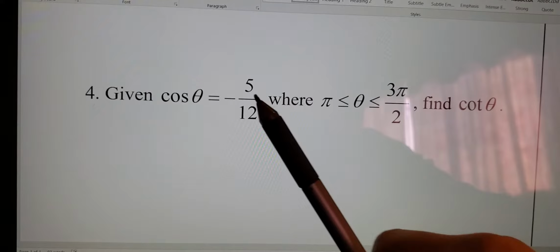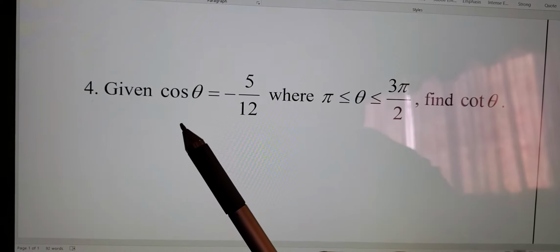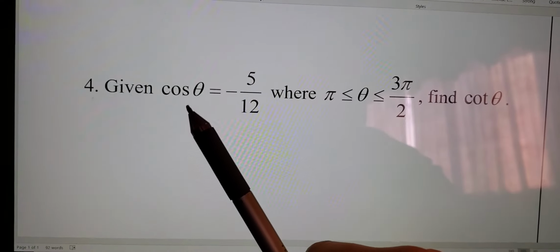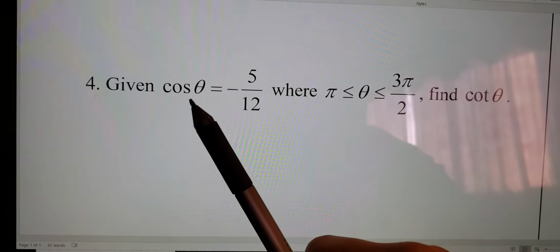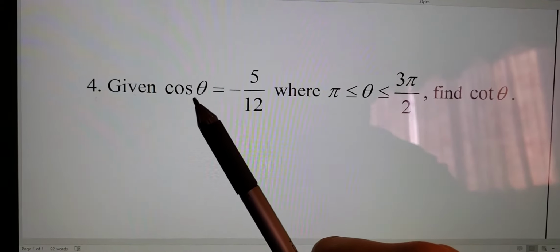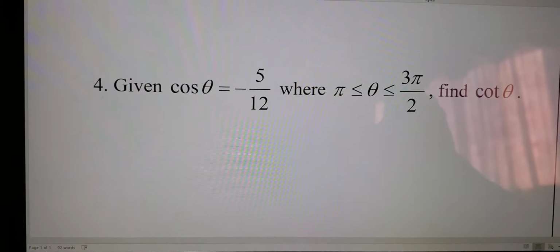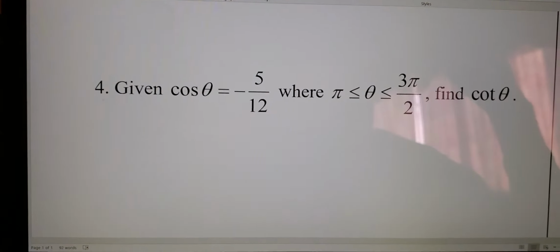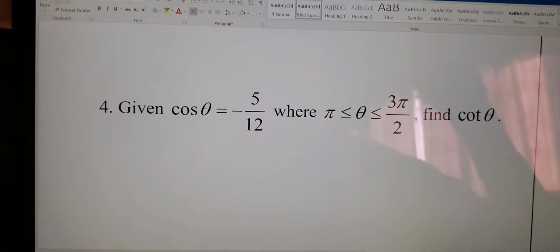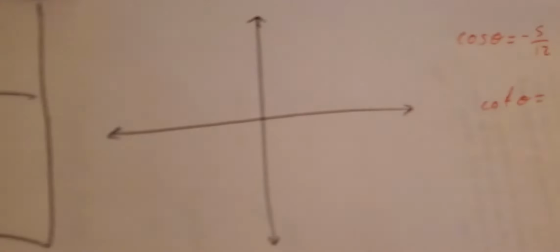Also, one more thing to remember, our famous SOHCAHTOA. For cosine, we know cosine is adjacent over hypotenuse. That means that my 5 is my adjacent and 12 is my hypotenuse. So let's jump onto this problem using all of that information.